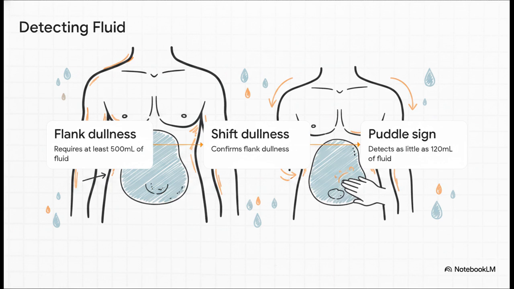You then use shifting dullness to confirm that flank dullness. But what if the fluid volume is way smaller? Well, for volumes as little as 120 milliliters, the puddle sign can technically detect fluid that flank dullness would miss. Though, just a quick aside, we all know this carries genuinely low sensitivity in everyday practice.